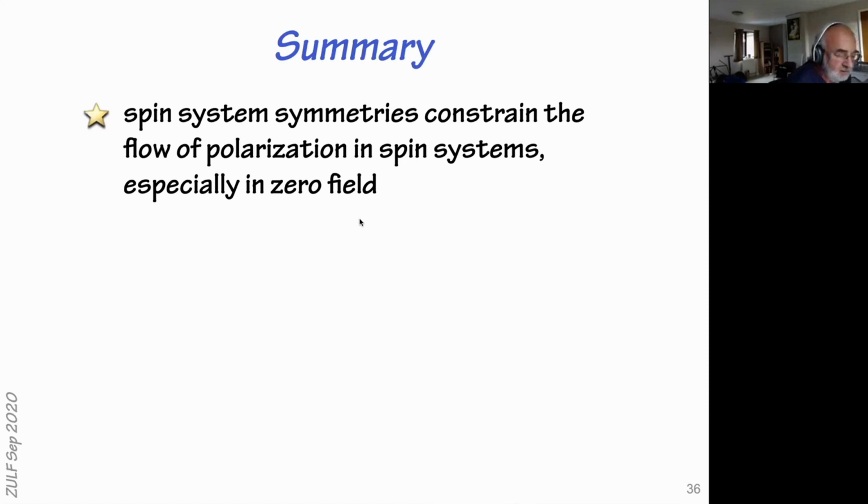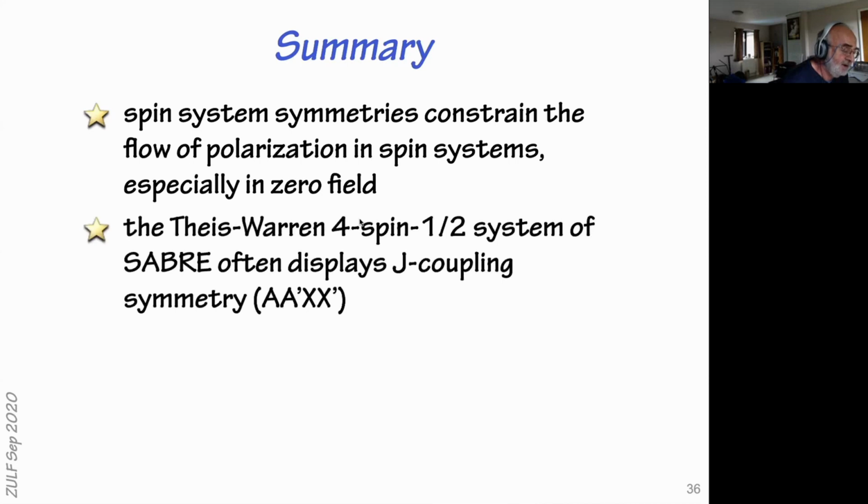And that symmetry will constrain how the polarization can flow around in the spin system. Just because everything is coupled to everything else in zero field NMR doesn't mean that you can always drive one type of spin order into another type of spin order. Sometimes the symmetries get in the way. And in the case of SABRE, it seems like in a common situation that is actually the case.